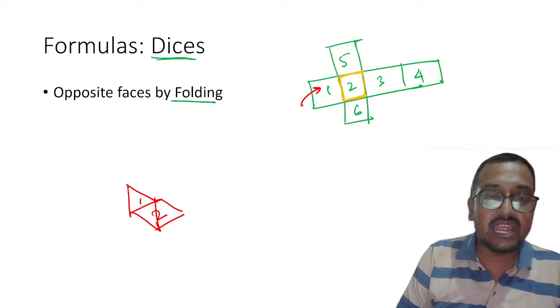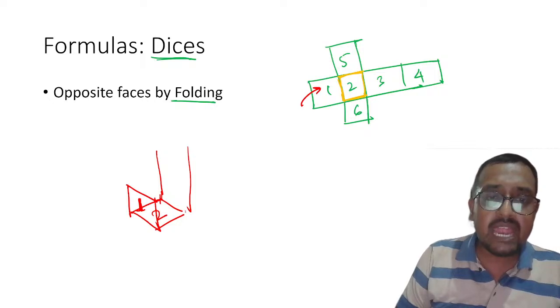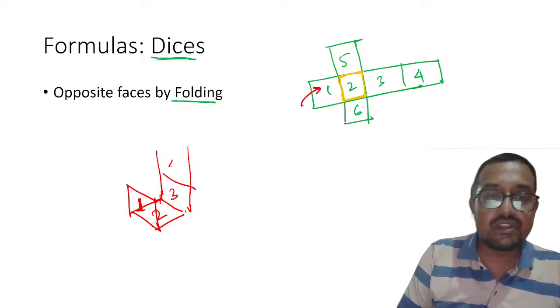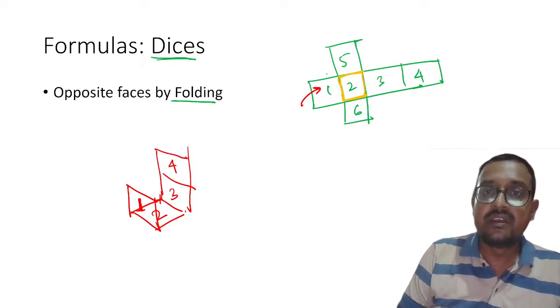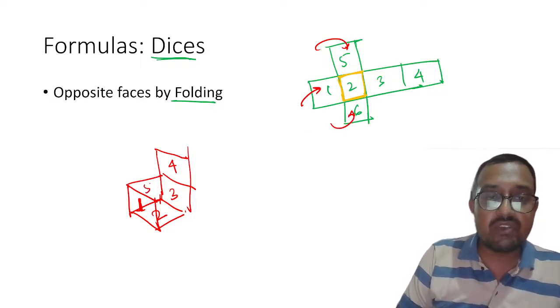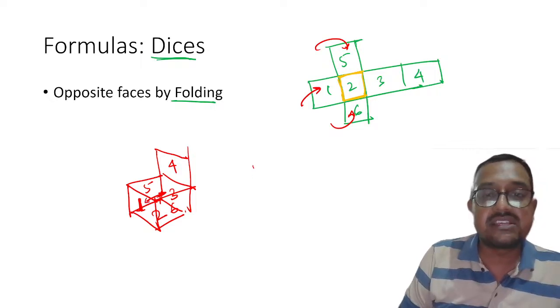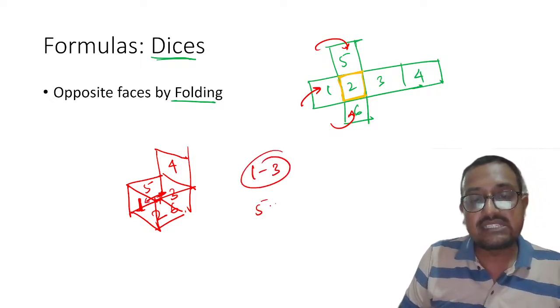So 1, you can feel that this will be on this side. Understood? Then 3 and 4 I will also fold, and from that you will realize that 3 is coming over here, 4 is coming over here. Now same way 5 and 6 can be folded upwards. So 5 will go at the back and 6 will come at the front. So here you can realize 1 and 3 are opposite and 5 and 6 are opposite.